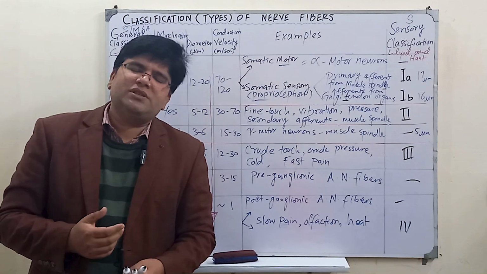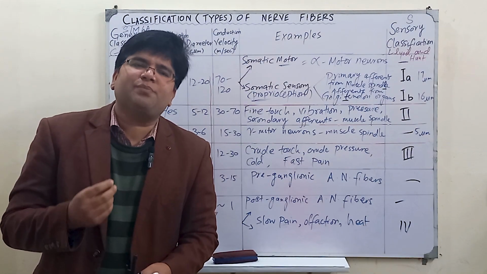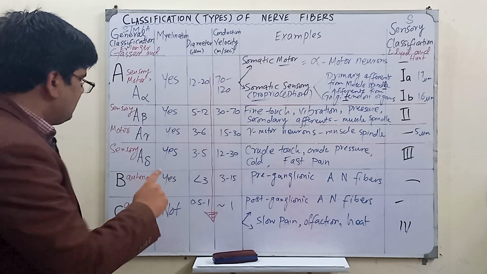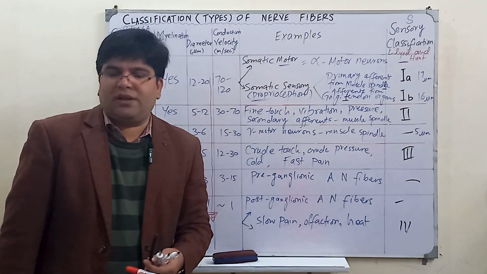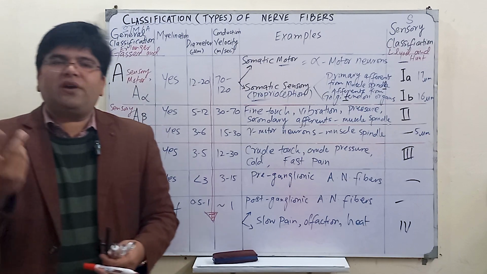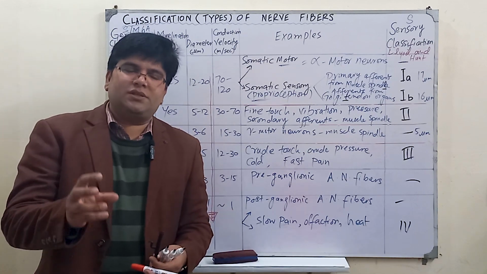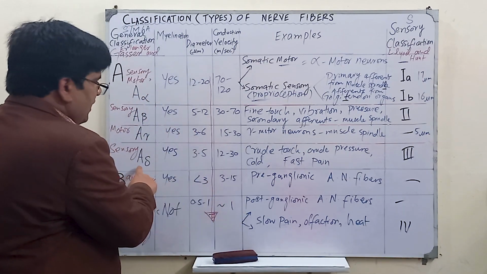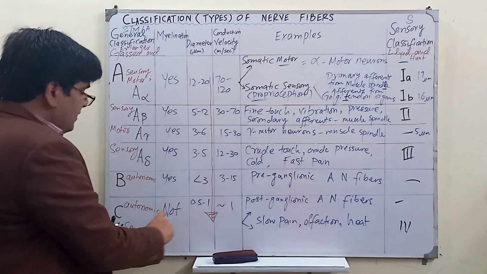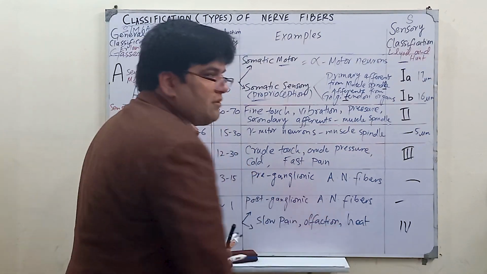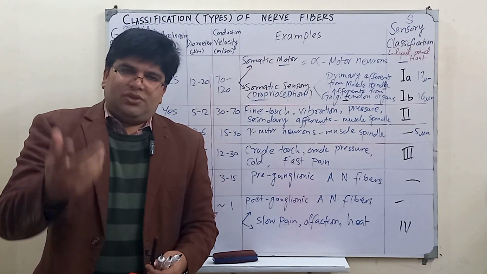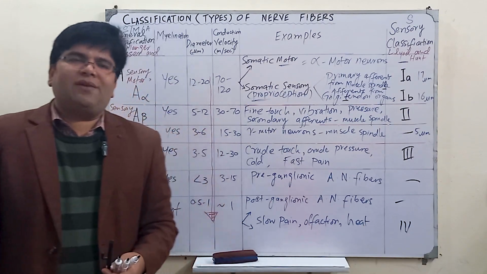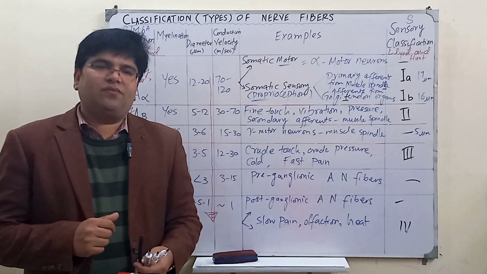If I ask you this question, which nerve fiber carry fast pain? The answer is A delta nerve fibers carry fast pain. What about the nerve fibers which carry temperature? The answer is the cold temperature is carried by A delta fibers, and hot signals, they're carried by type C fibers. Another question. What are the nerve fibers which have least diameter and least velocity?